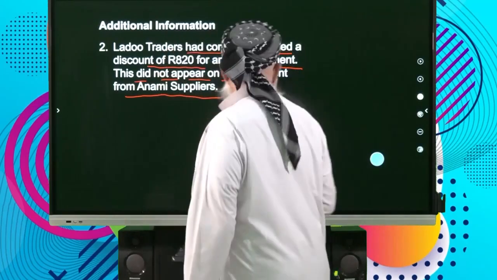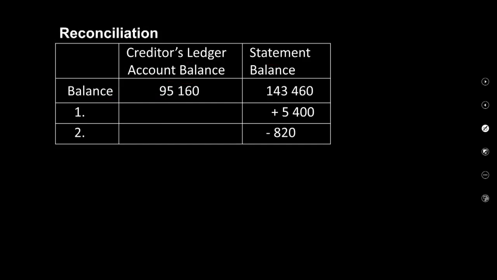Let's do that. So here we go. There's my number two. There was a discount of 820 Rand. Obviously, a discount would mean that we are owing them less. So, because they have omitted to deduct the discount, we now go in and we reduce the amount that's due to them by taking off the discount of 820 Rand. Okay, so that was number two. That was error number two, or discrepancy number two, that we have now sorted out.